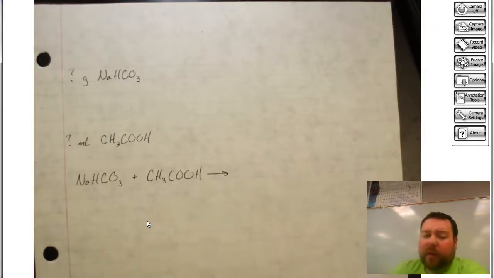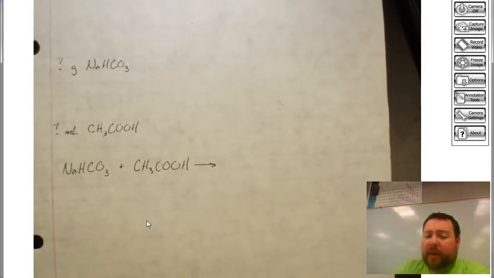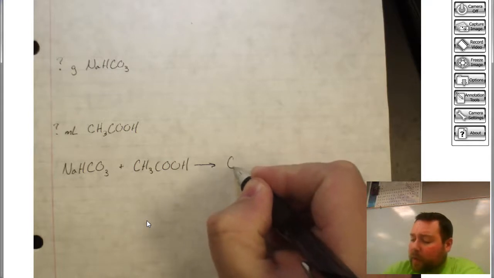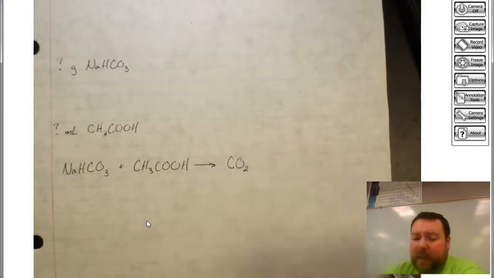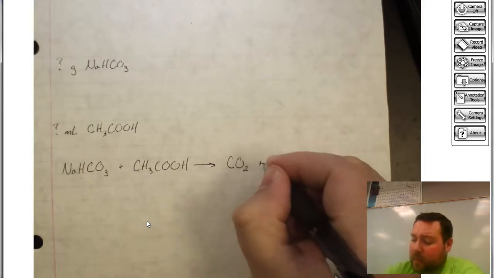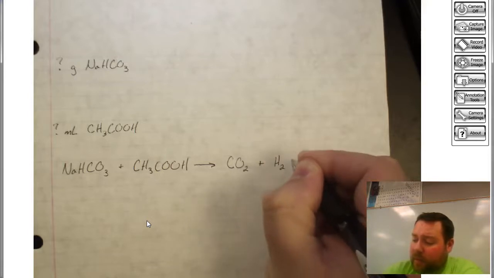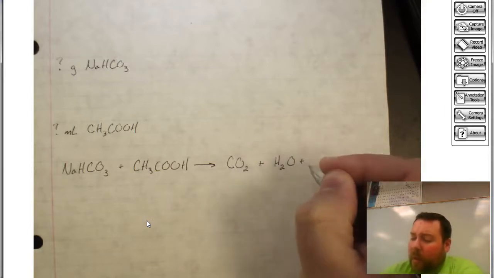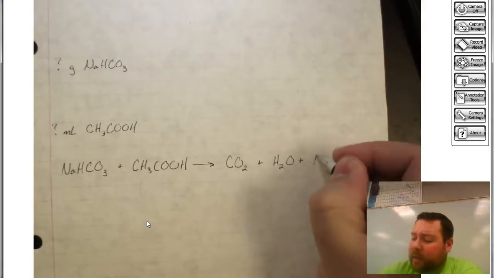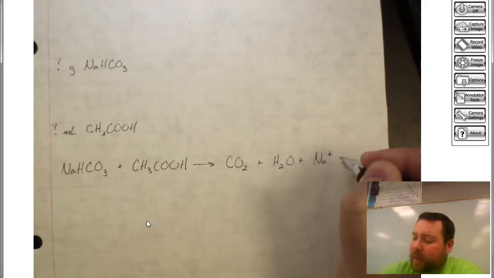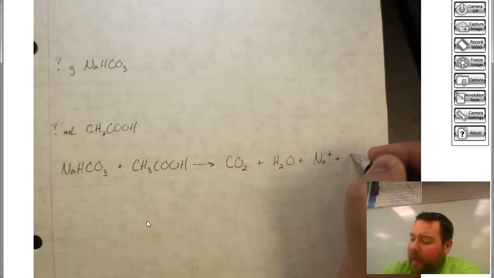In our activities, we figured out that the products being made were carbon dioxide, water, and then we had some ions: sodium ions and acetate ions.